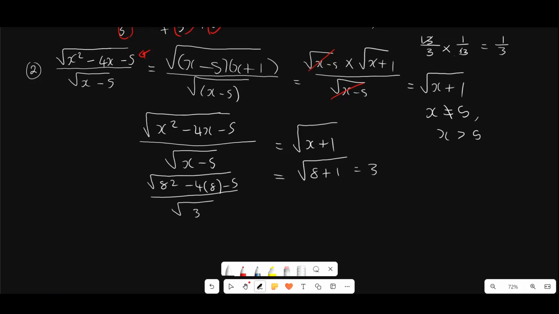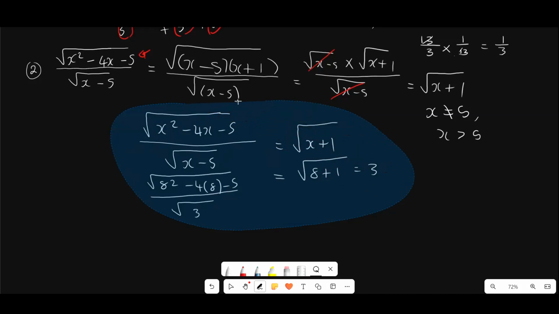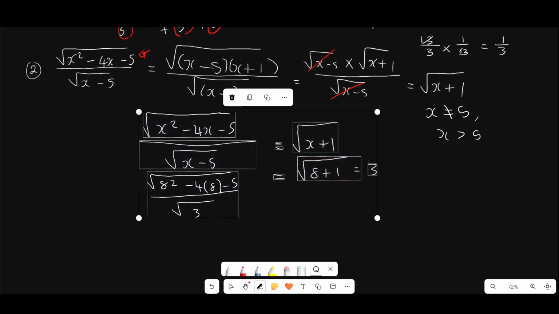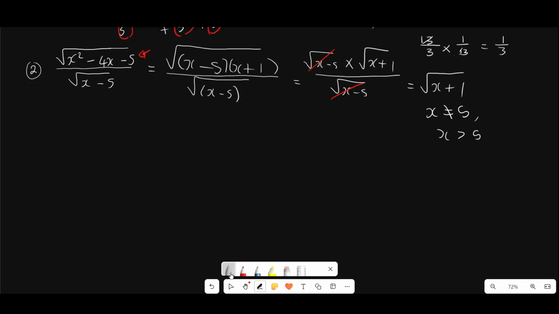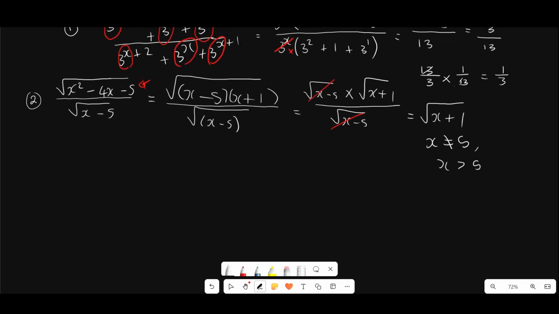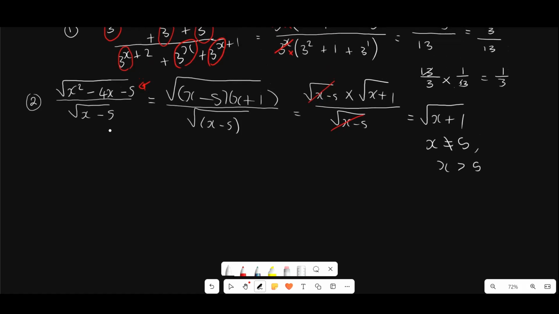Okay, so let us see. 8 squared minus 4 times 8, and then minus 5, all divided by root 3. I get a value of 3, so my answer is correct. Okay, so please double check that my x value should be greater than 5.